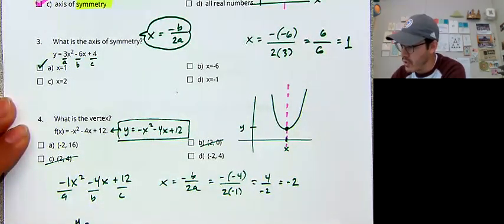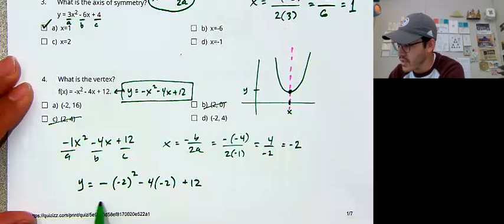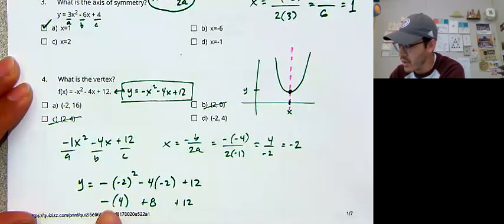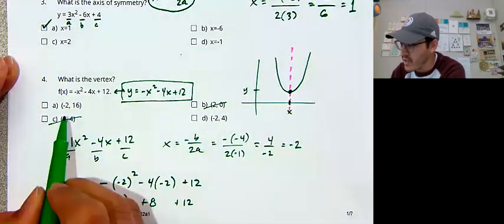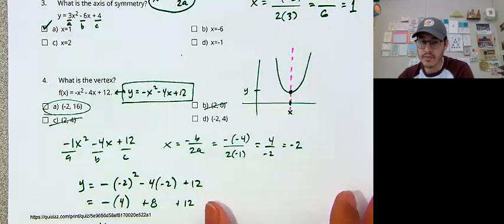Right, so y will equal the negative of negative 2 squared minus 4 times negative 2 plus 12. Okay, getting off screen there. So that's going to be the negative of 4, and that's going to be positive 8. That's going to be 12. Negative 4 and 8 is 4, plus 12 more. So it should be 16. So negative 2, 16 would make A the correct answer choice.